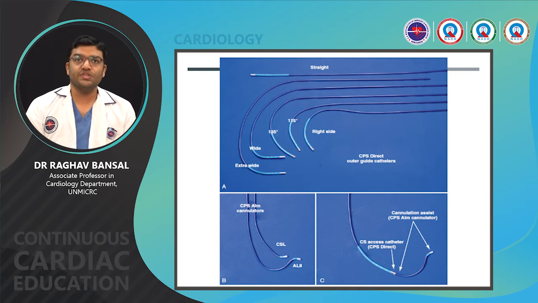The standard curve, which is used for CS lead implantation in hearts where the RA and RV are not much dilated, is the 115 curve. If the RA and RV dilatation is much more, we can use larger curves, the 135 degree or a wide curve, to get access to the CS sheath. And in specialized anatomies where there is a kink in the CS ostium, or there are some significant problems, we can use cannulators like the AL2 curve and others.